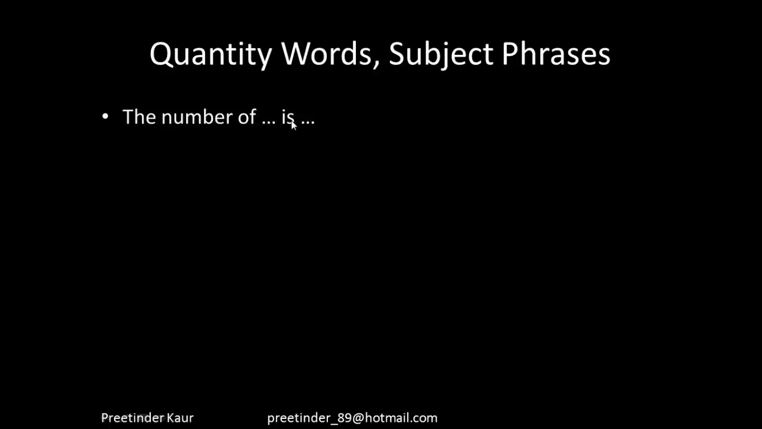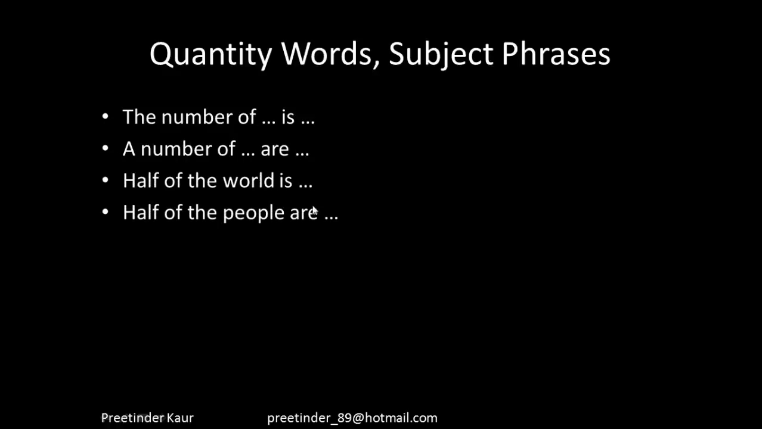The number of students is 28. So 28 is again one number, although the quantity is more than 1. So the number of anything is, it always has to be singular. However, if we talk about a number of, it is just the same as a lot of. So we say a number of students are, a lot of students are, so it is always considered to be plural. The next thing, half of the world is and half of the people are.